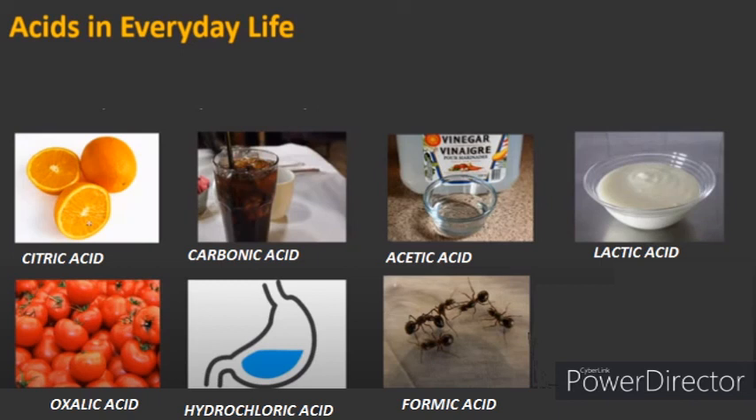So let's begin. Let's quickly see the different acids that we use in our everyday life. The first acid is citric acid, which is present in oranges. Soft drinks like cold drinks consist of carbonic acid, vinegar consists of acetic acid, curd consists of lactic acid, tomatoes consist of oxalic acid. Our stomach releases hydrochloric acid for the different enzymes to act over the food, and ants release formic acid, which causes irritation to your skin when they bite you. So these are the different acids that we use in our everyday life.